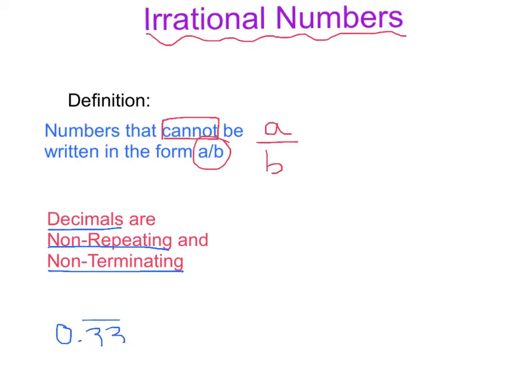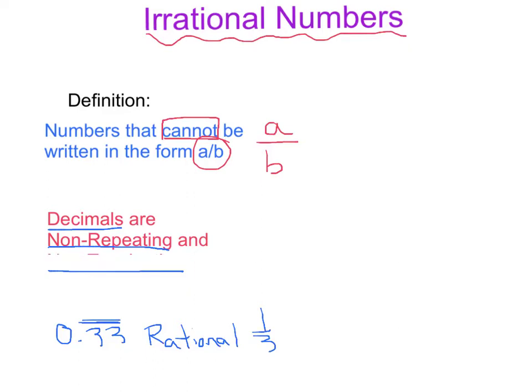0.33 repeating goes on and on forever, but that's rational because it can be written as 1/3. There's a repeating pattern to it. So let's look at what an irrational number looks like.